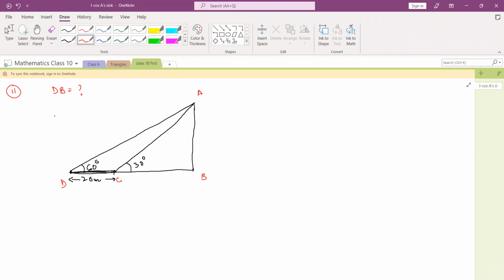Read the question again. From a point on the other bank directly opposite to the tower, the angle of elevation of the top of the tower is 60 degrees. From another point 20 meters away from this point, on the line joining this point to the foot of the tower, the angle of elevation of the top of the tower is 30 degrees. Oh, okay, that's the mistake I've done. Just a minute.